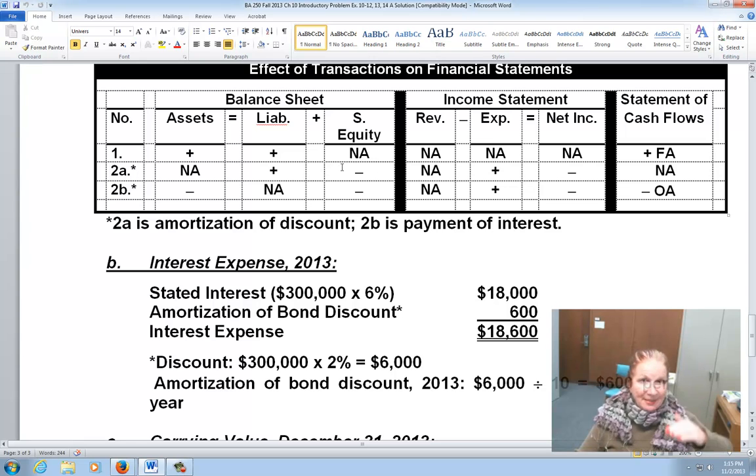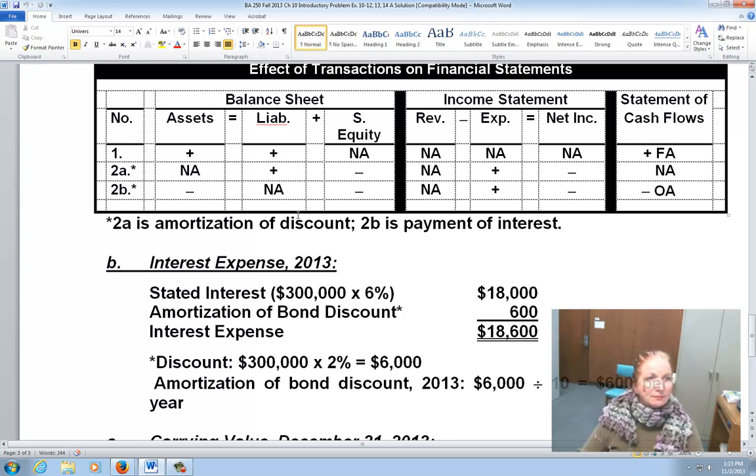Equity is going to be coming down because we're going to have this expense for that amortization of the discount. And then the expenses are going to be going up because we have that amortization of the discount, but there's no effect on financing activity for this amortization of a discount. Because we're not paying anything out to that other company, there's no cash flow going out.